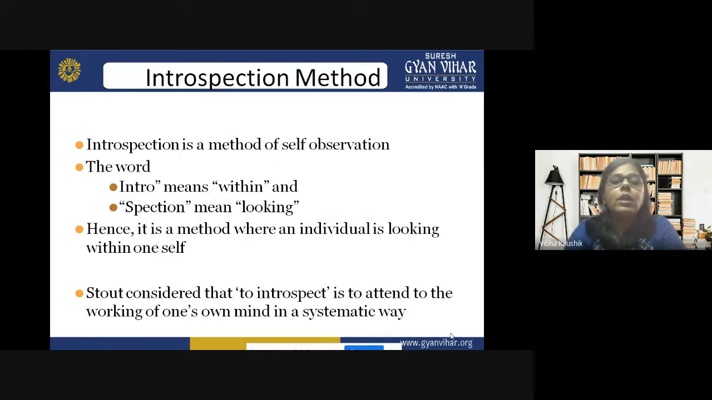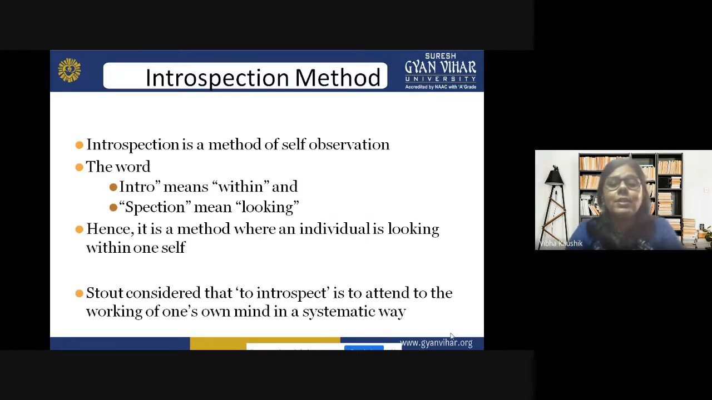Introspection is a method of self-observation where we are observing ourselves. The word intro means within and spection means looking. When we are looking within ourselves, then we say that it is an introspection method. So we can say that introspection method is a method where an individual is looking within oneself.